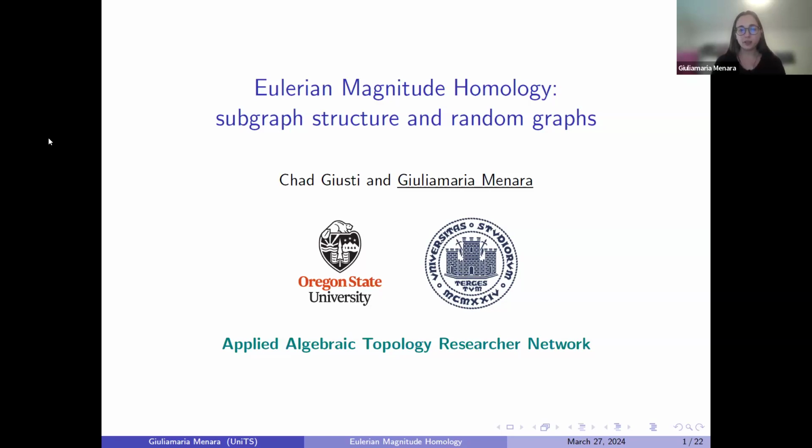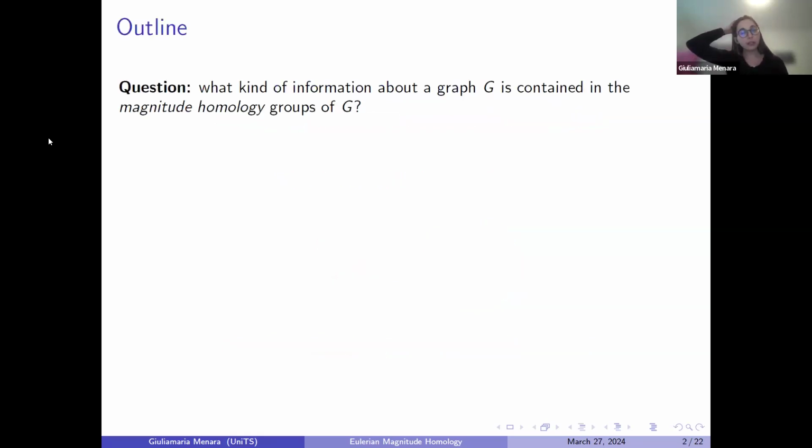Today I'm going to talk about the work I've been doing during the past year with my advisor, Chad Giusti. The motivating question for this work was to figure out what kind of information about the graph G is contained in the magnitude homology groups of this graph.